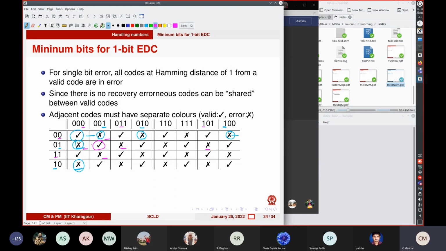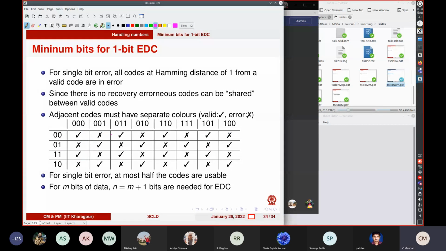So obviously, what you can see is that suppose you get this code. So this code could have come either from here, or maybe a few other places. Because of this overlap, more codes are available to you, basically. So half of the codes are usable.